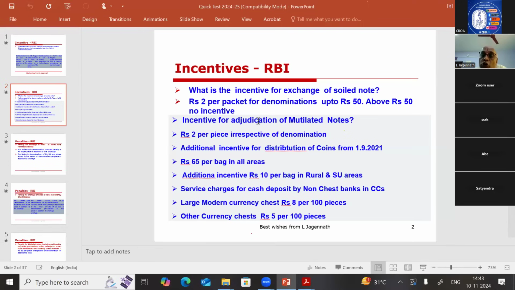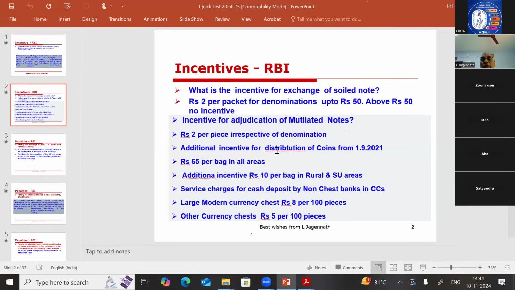If banks adjudicate the mutilated note, the incentive banks will get is rupees 2 per piece irrespective of the denomination. Whichever denomination banks are adjudicating to the general public, they will get 2 rupees per piece. Here it is 2 rupees per packet up to denomination of 50 only. For adjudication, irrespective of the denomination, banks will get rupees 2 per piece.